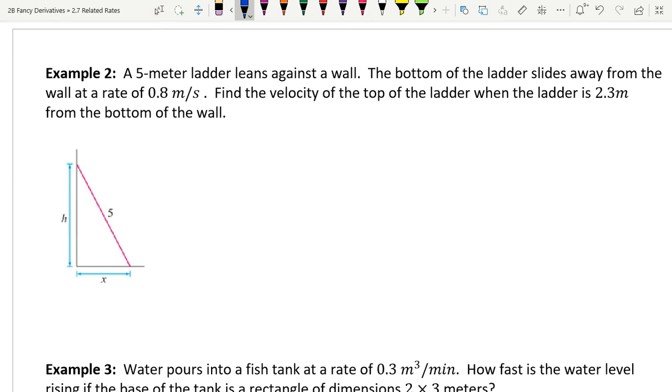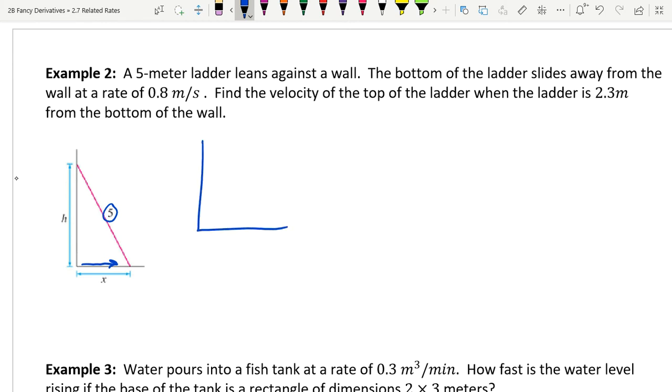Here's another question that's incredibly common. A 5-meter ladder leans against a wall. So here's my ladder. It's 5 meters long. The bottom of the ladder slides away from the wall at a rate of 0.8 meters per second. Find the velocity of the top of the ladder when the ladder is 2.3 meters from the bottom of the wall. So imagine what this is.